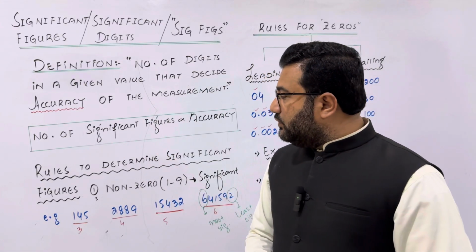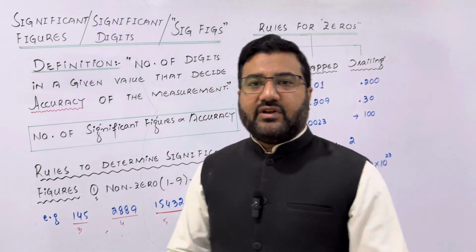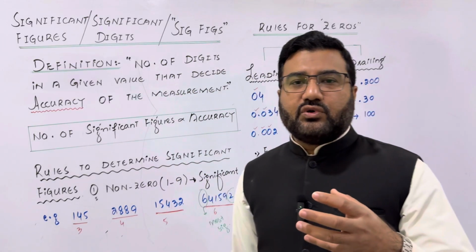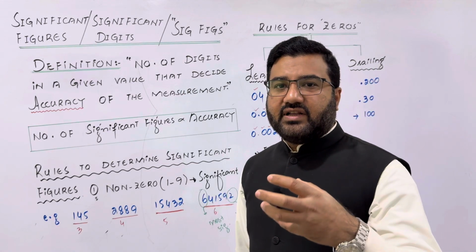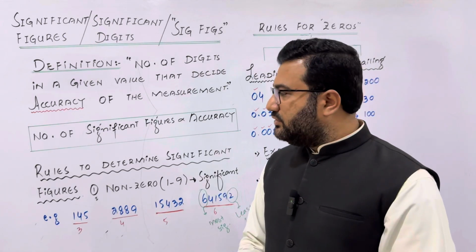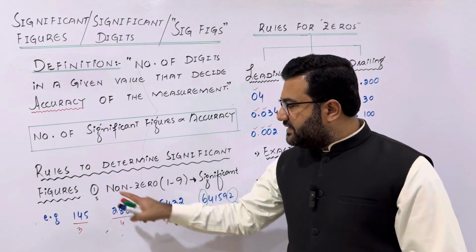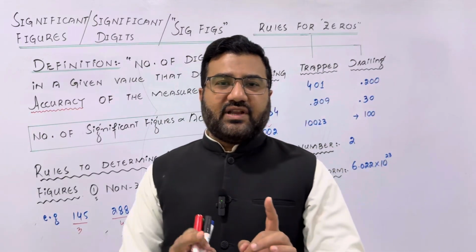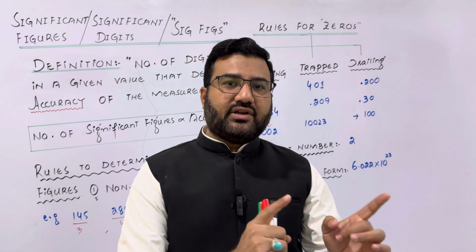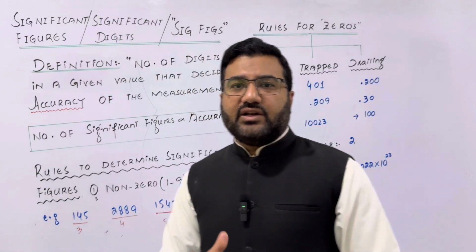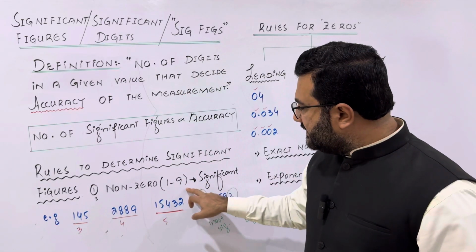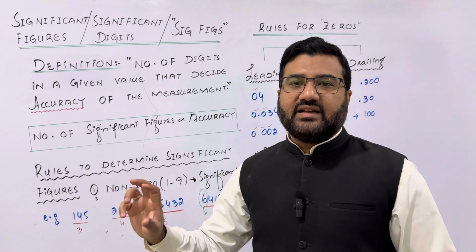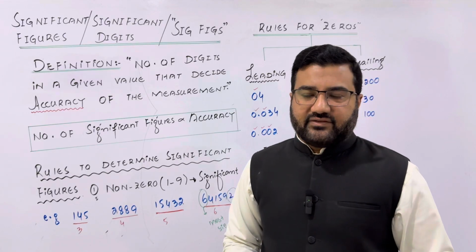Now there must be some rules to determine significant figures. How will we know how many significant figures are present in a value? So there are some rules that decide the number of significant figures in a given result. Let us discuss those rules one by one. The first one is that all non-zero numbers, meaning the numbers from 1 to 9, 1, 2, 3, 4, 5, 6, 7, 8, 9, all the non-zeros are considered as significant in any value. So all non-zero numbers are basically the significant digits. They are the significant numbers.